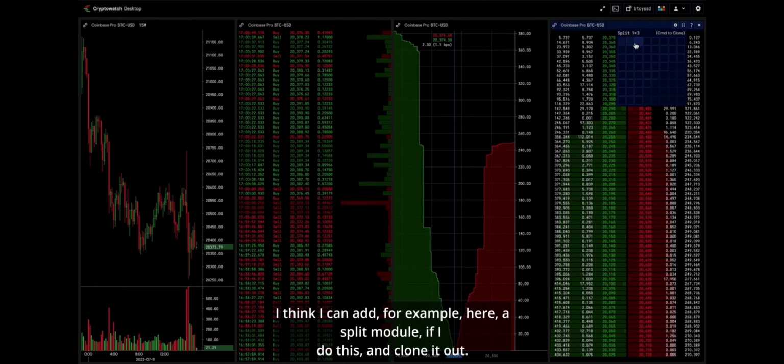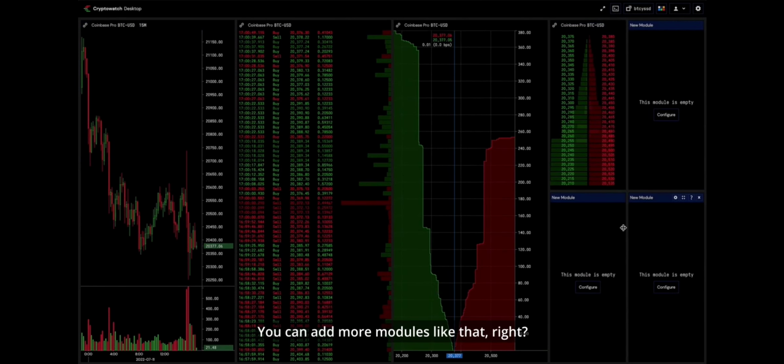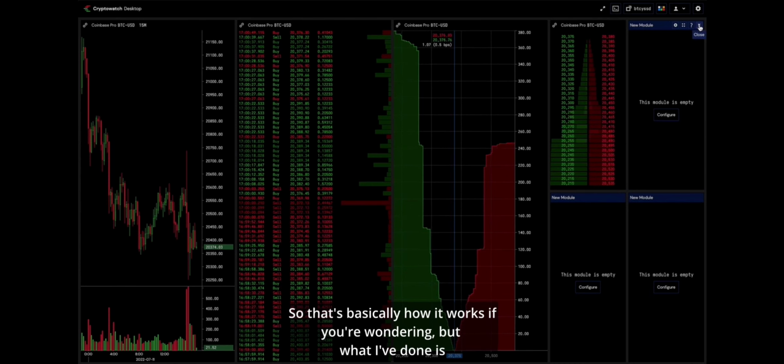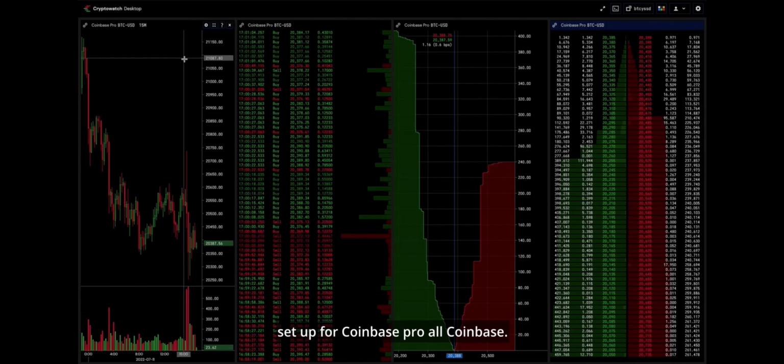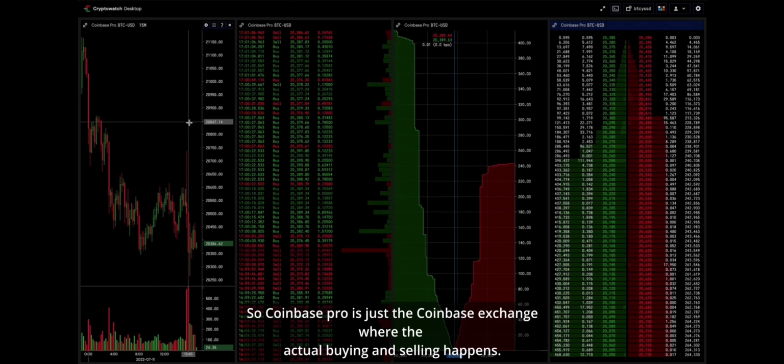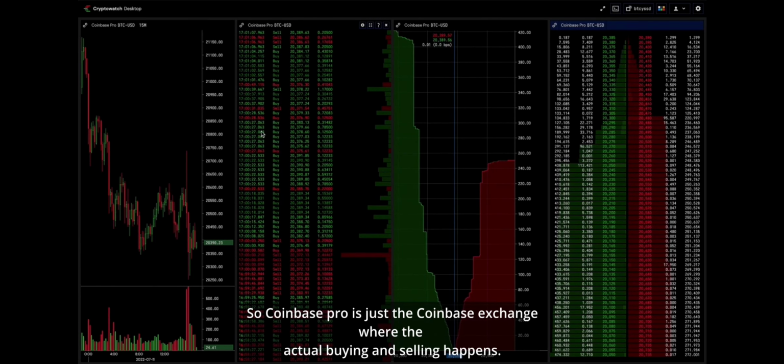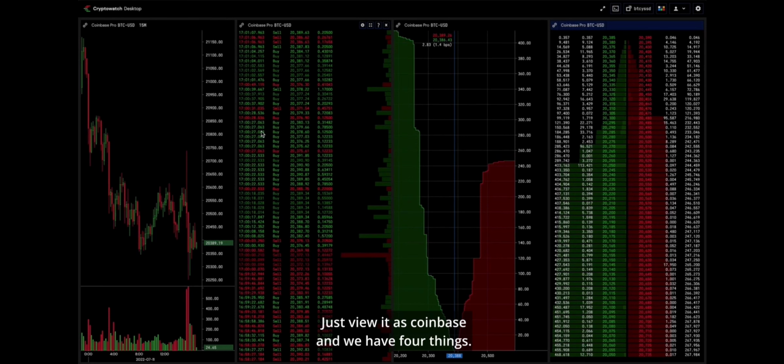If I do this, and I clone it out, you can add more modules like that. All right, so that's basically how it works if you're wondering. But what I've done is set up for Coinbase Pro. All Coinbase, okay? So Coinbase Pro is just the Coinbase exchange where the actual buying and selling happens. So just view it as Coinbase.